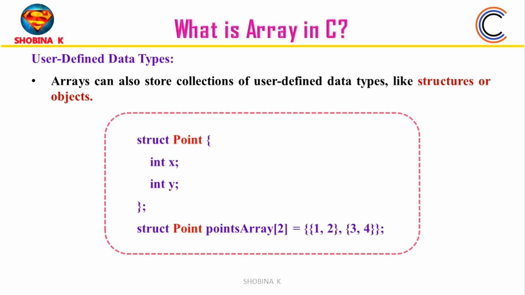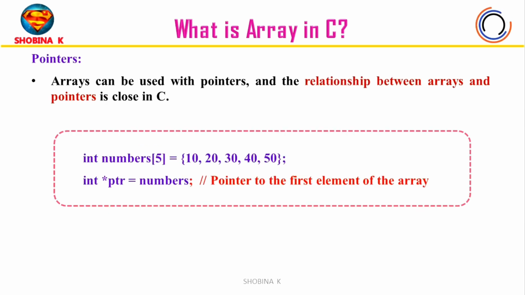and y coordinates. In C, arrays and pointers have a close relationship. Arrays can act like pointers to their first elements, which makes it easy to manipulate array data using pointer operations. And this connection simplifies tasks like passing arrays to functions and dynamically allocating memory.